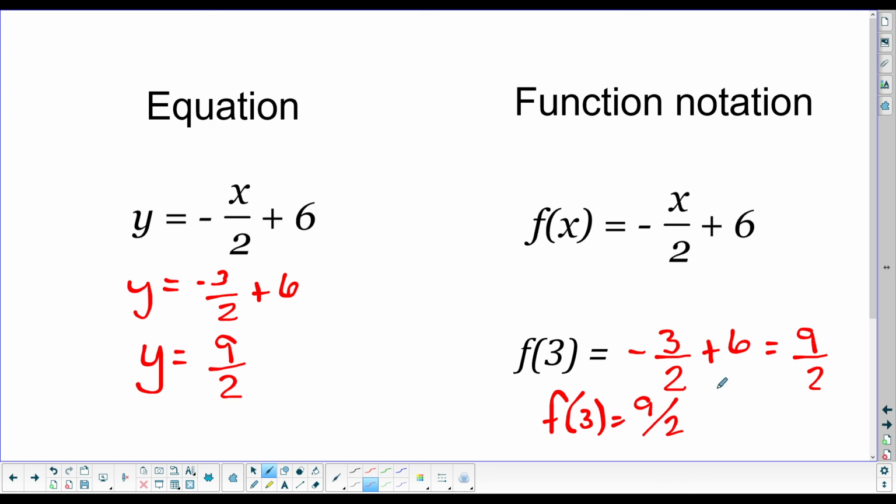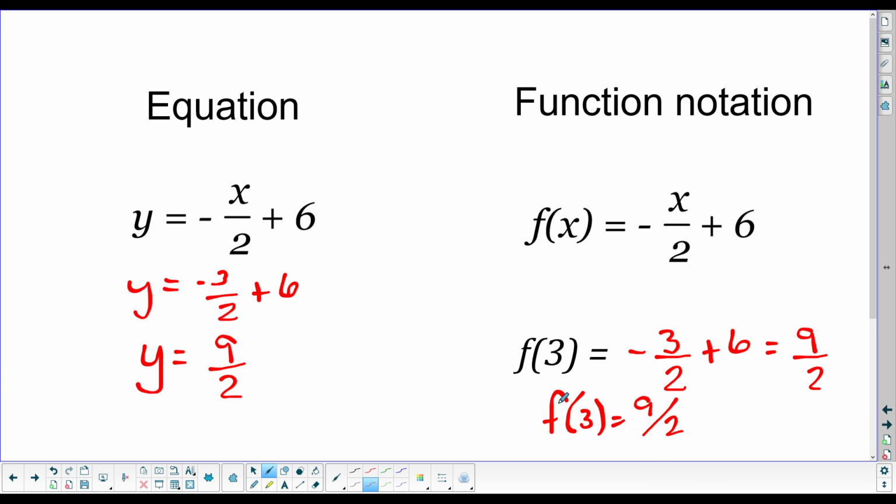Right here, I do. If I say this is my function, and when my function is 9 halves, that's when I used an input of 3. And so that's the advantage of using function notation: you can see both the input and the output in that same notation.